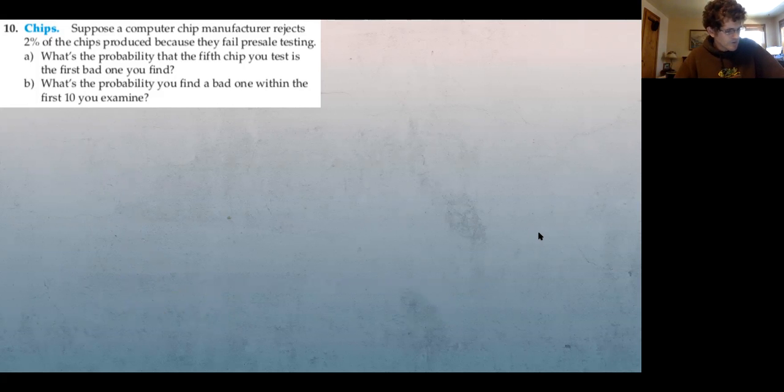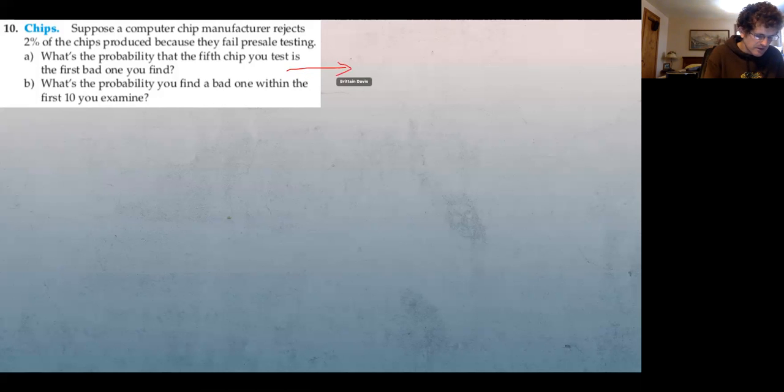So suppose a computer chip manufacturer rejects 2% of the chips produced because they fail at pre-sale testing. What's the probability that the 5th chip that you test is the first bad one you find? And what's the probability you find a bad one within the first 10 you examine? How about you guys just find the answers and then be ready to explain your answers?